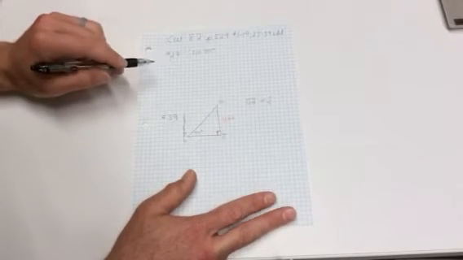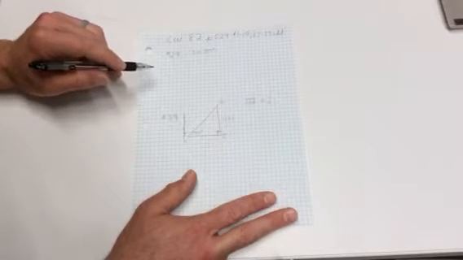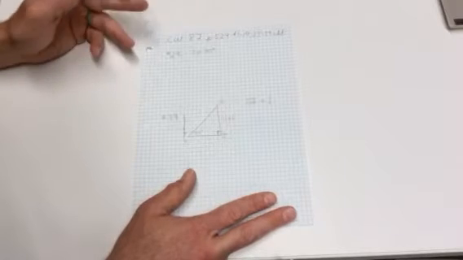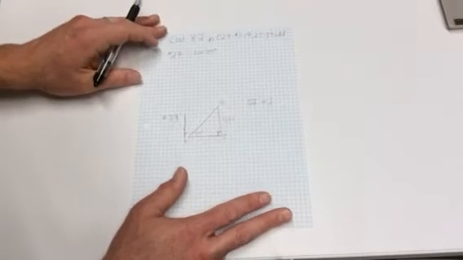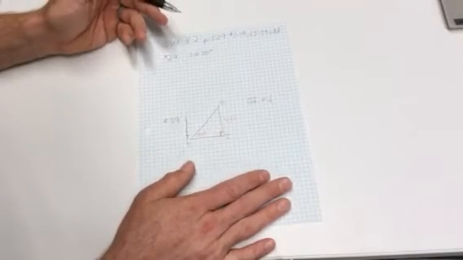It asks you to find the sine of 30. But it says use special right triangles to write each trigonometric ratio. And you might be like, what? Special right triangles? What's that? We did that before Christmas. So let's remind ourselves what a special right triangle is.